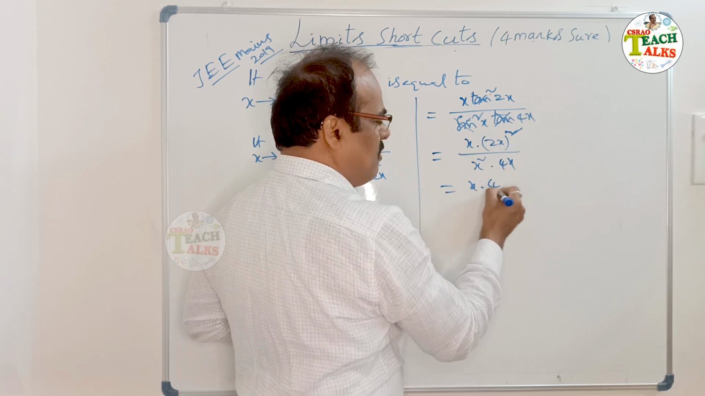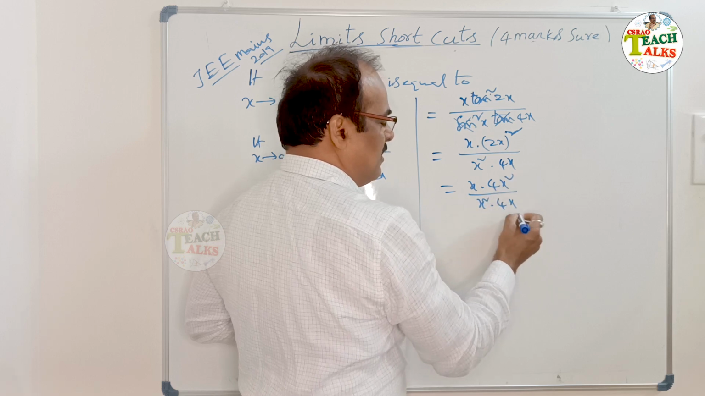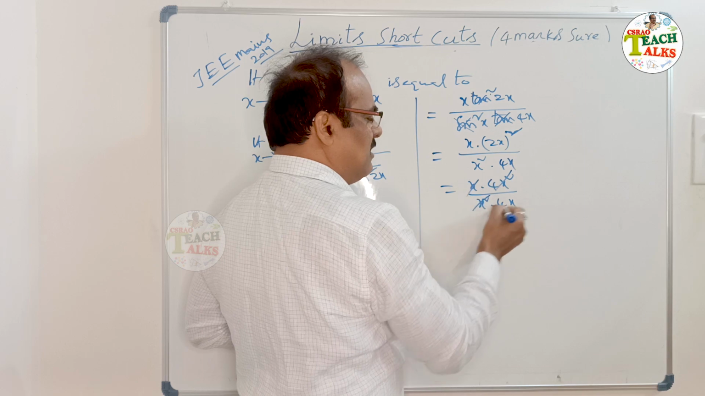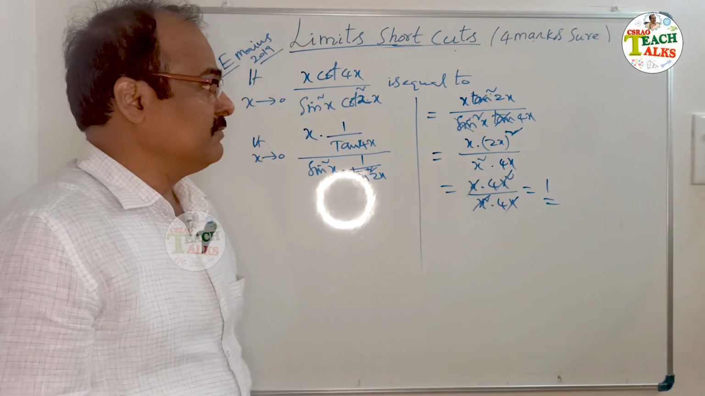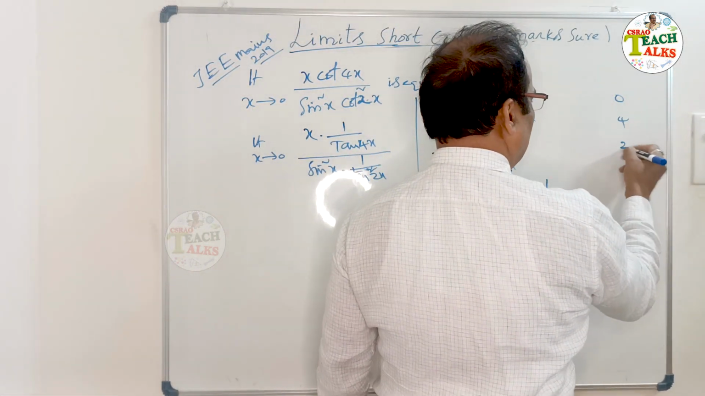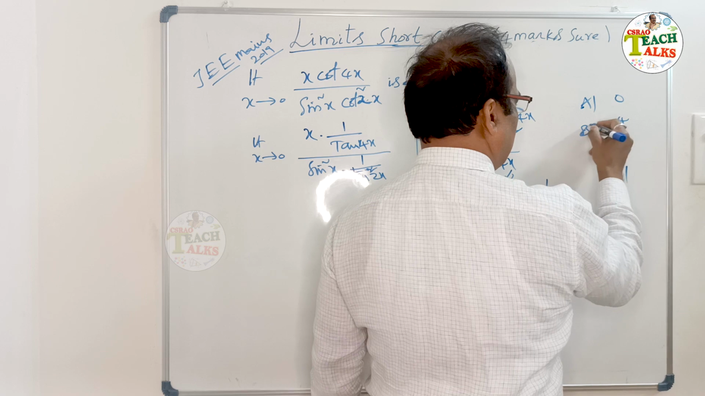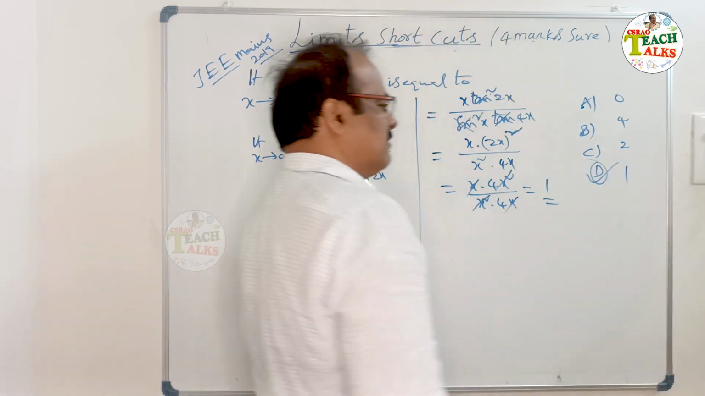Here x into 4x square by x square into 4x. What do you observe? X square cancel, x cancel. What do you get? 1. 4 by 4, 1. And the options given 0, 4, 2, 1. A, B, C, D. This is the D is the right answer.